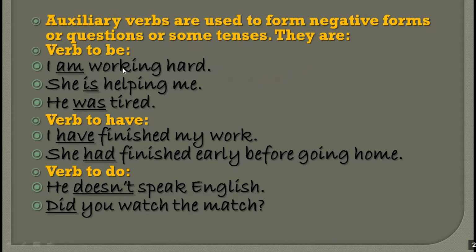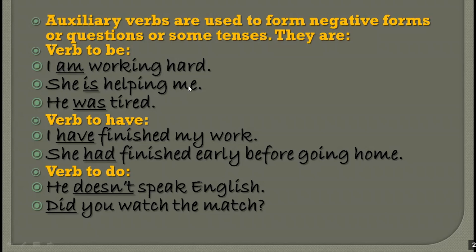Like these examples, I am working hard, right? So we're using the auxiliary verb am to form the present continuous. In this situation, we have two verbs. We have the main verb, which is working, that's the main verb. And we have the auxiliary verb, which is verb to be, I am. We call it a helping verb or an assisting verb or an auxiliary verb.